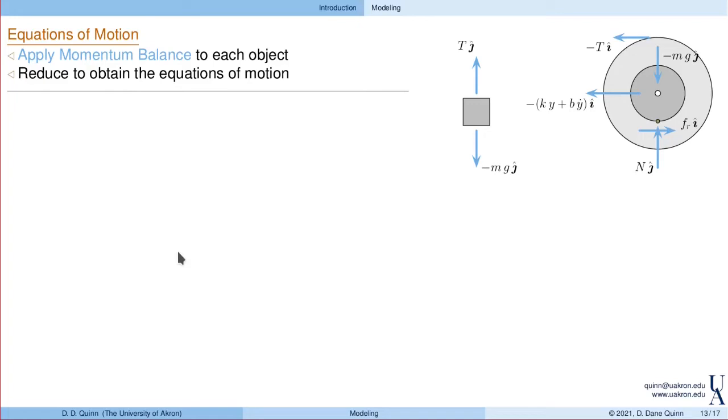Well, apply momentum balance. So on the block, again, the block doesn't rotate, right? It only translates. So we'll apply linear momentum balance. Sum of the forces equals mass times the acceleration of B.